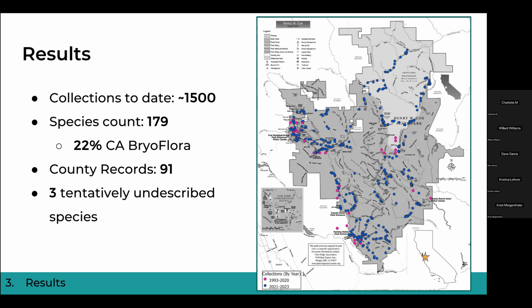So the collections to date after my research are 1,500 specimens. Species count has almost doubled to 179 species, which represents 22% of California's bryophyte flora. This included 91 county records from both Stanislaus and Santa Clara together, and then 3 tentatively undescribed species.